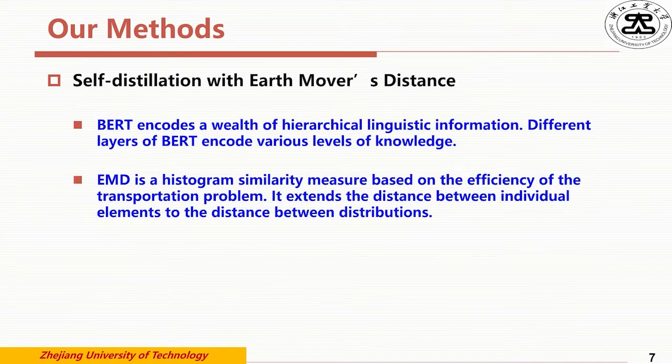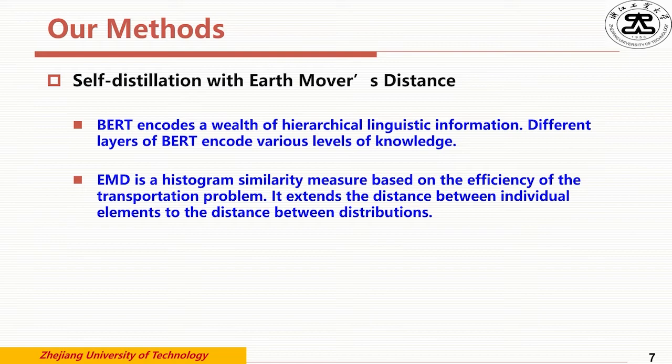The first is self-distillation with a smoother distance. BERT encodes a wealth of hierarchical linguistic information. Different layers of BERT encode various levels of knowledge. Therefore, we designed a multi-layer knowledge extraction method based on a smoother distance. A smoother distance is a histogram similarity measure based on the efficiency of the transportation problem, and it is a linear programming problem that has been well solved.